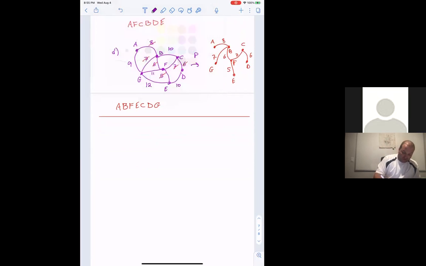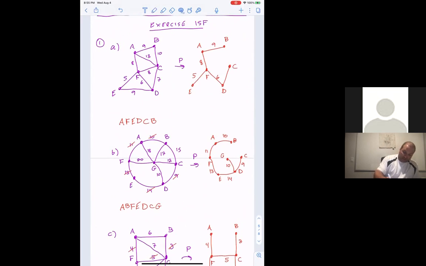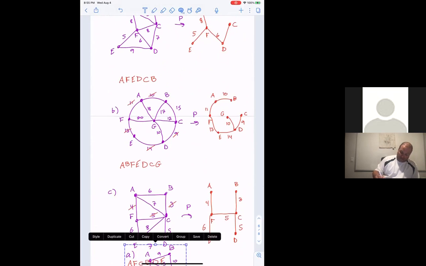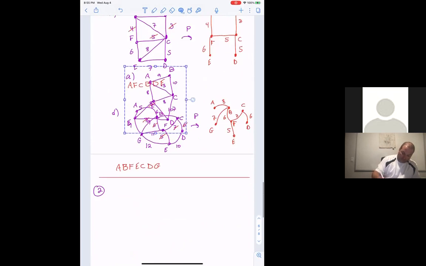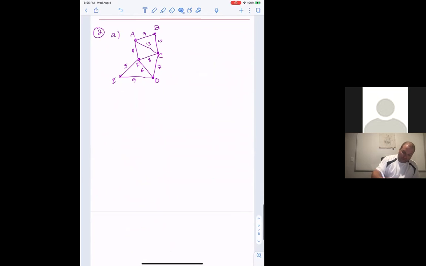Okay, question 2. Use Kruskal's algorithm to find a minimum spanning tree for the graphs in question 1. Why am I not surprised? So let's duplicate this. Okay, so now we are going to Kruskal's algorithm it. And it says list the order in which the edges are selected.